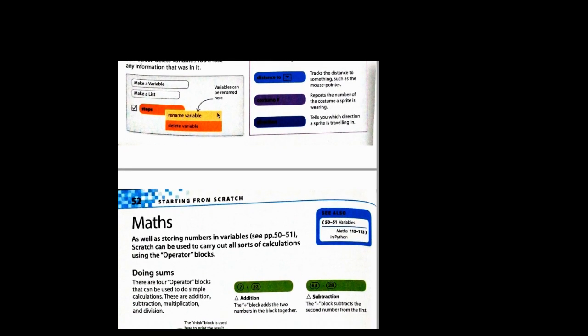Deleting variables. When you no longer want a variable, right-click on it in the blocks palette and then select Delete Variable. You'll lose any information that was in it. Expert tips. Read-only variables. Some variables are set by Scratch and can't be changed. They're still variables though, because their values vary. These blocks are known as sensing blocks. Tracks the distance to something, such as the mouse pointer. Reports the number of the costume a sprite is wearing. Tells you which direction a sprite is traveling in.